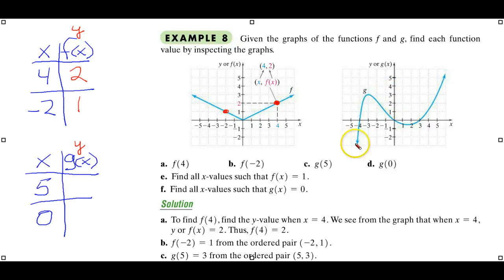Now over here they're saying g is 5. So our x value for g is 5. So we go to 5. 1, 2, 3, 4, 5. And what is our y value there? We go over there and we see that it's 3. Now, x is 0. What is our y value there? It's 0. And that's all they're asking. But again, you need to understand what's going on here.